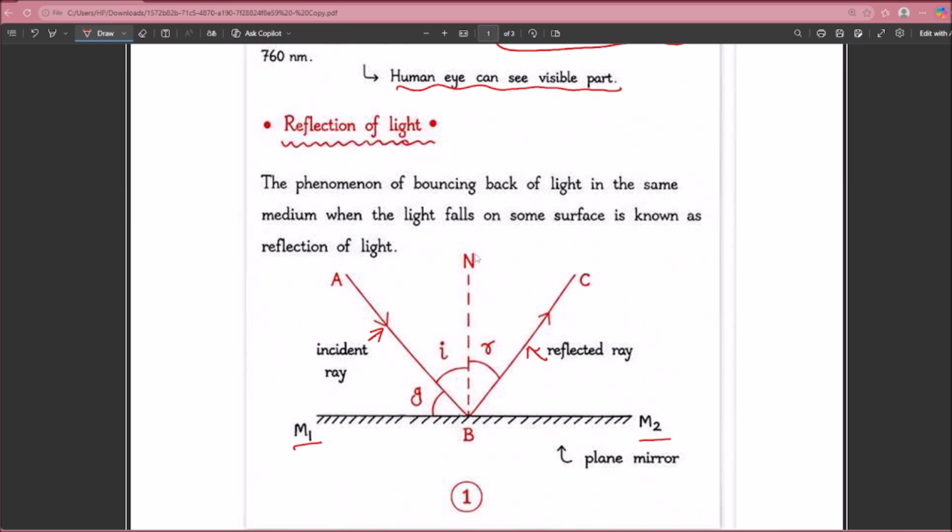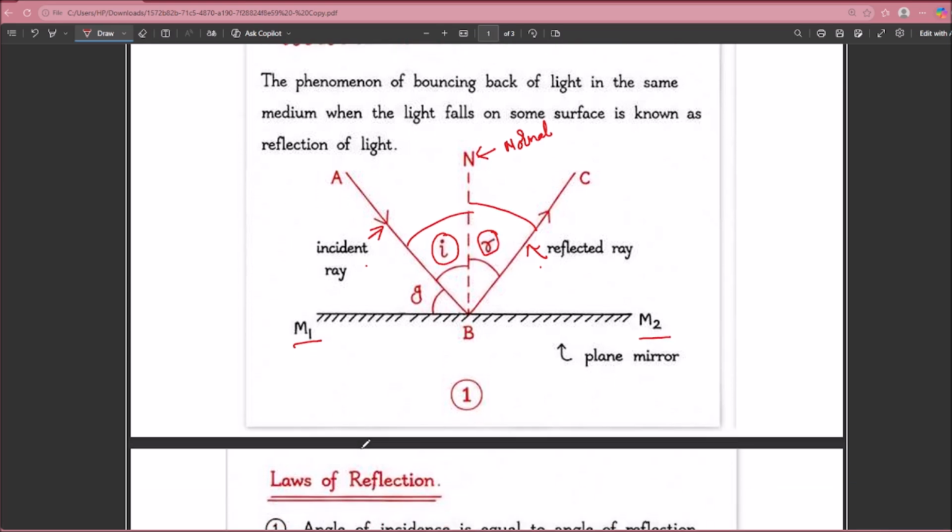And if we place a normal between the incident ray and the reflected ray, then the angle between the incident ray and the normal is called the angle of incidence, and the angle between the reflected ray and the normal is called the angle of reflection. And the angle between the incident ray and the mirror is called the glancing angle.